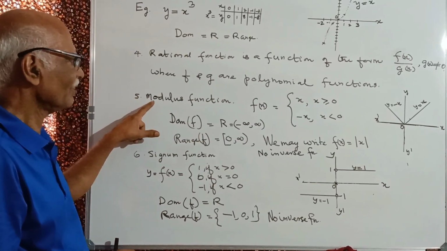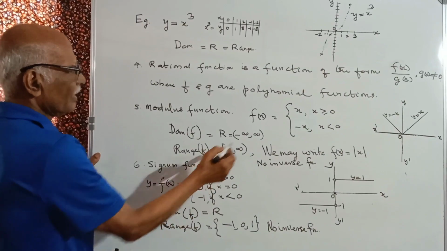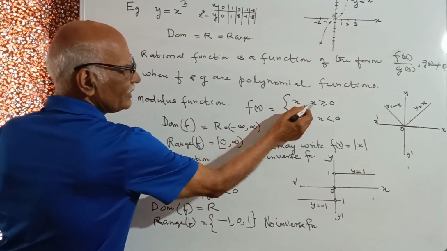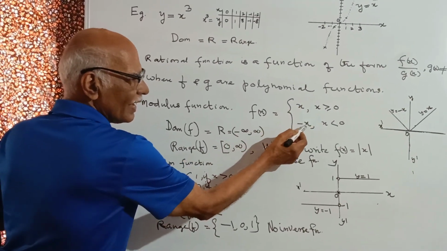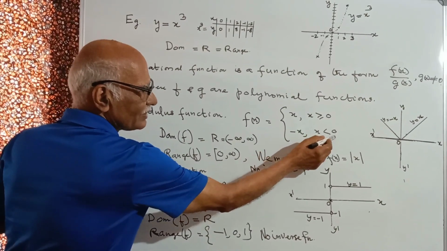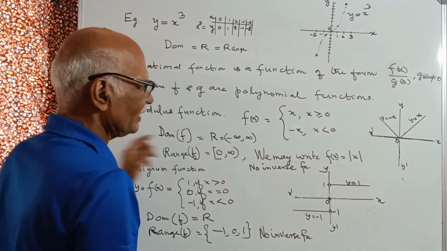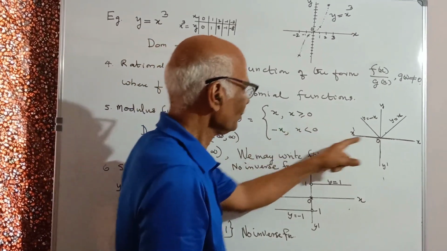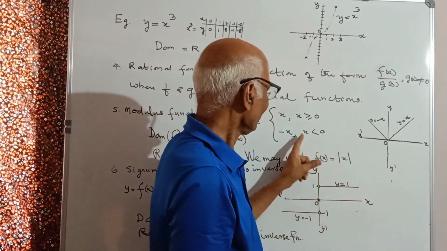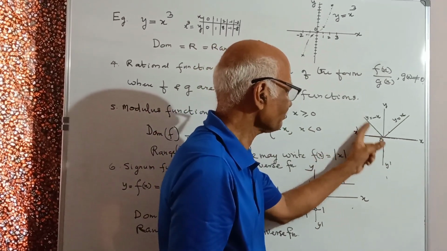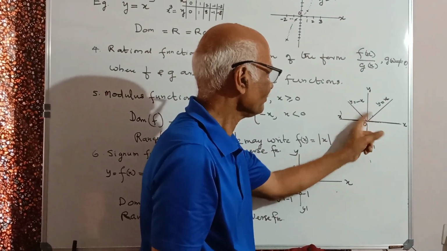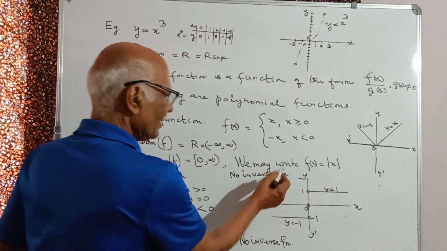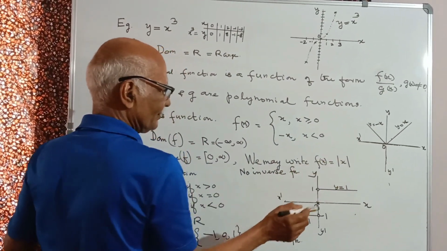5 is the modulus function. f(x) equals x if x is greater than or equal to 0. f(x) equals minus x if x is less than 0. You can see if x is greater than or equal to 0, y is x. If x is less than 0, y is minus x. This is the graph of the modulus function. We may write f(x) equals modulus x.